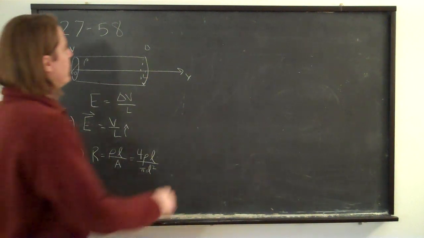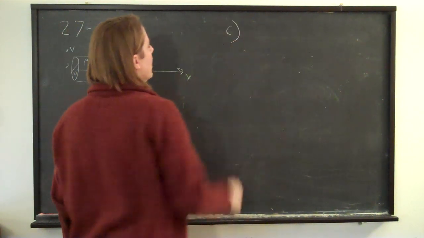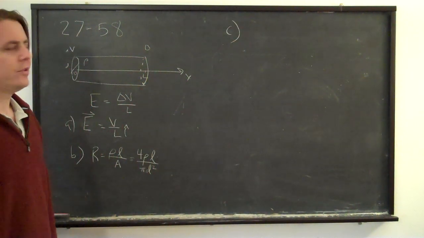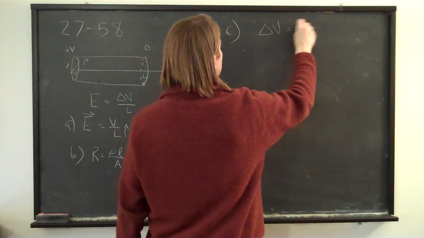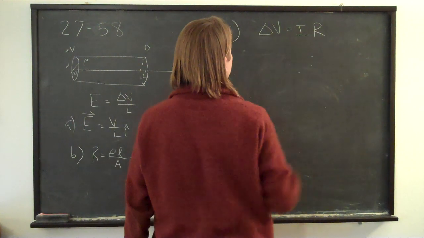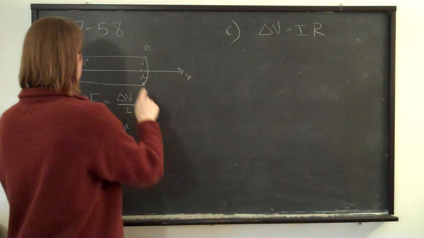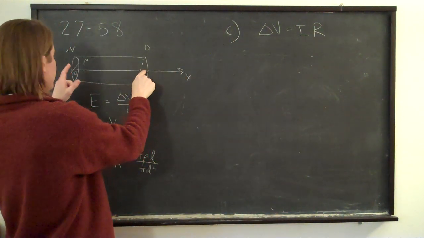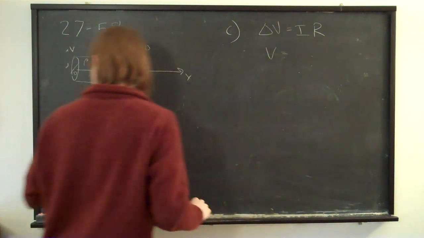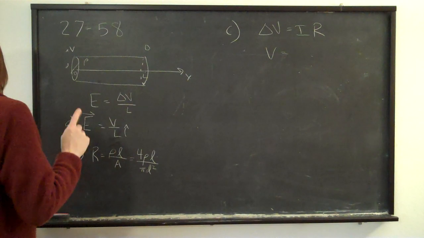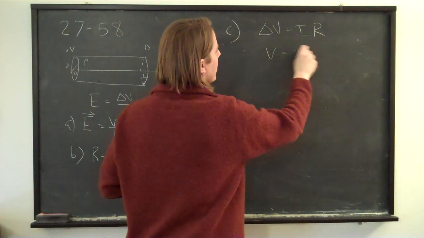Alright, so for the magnitude and direction of the electric current, it obeys Ohm's law. So it obeys delta V equals the total current times the resistance. We know delta V is just V, because it's going from 0 to V, so the change is V. And we're looking for the current, so we'll leave this just as I.